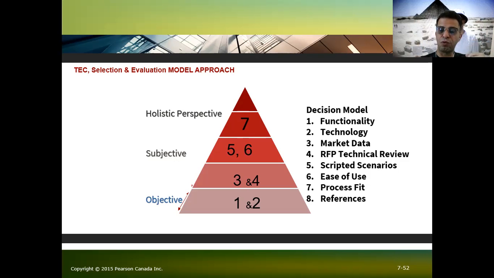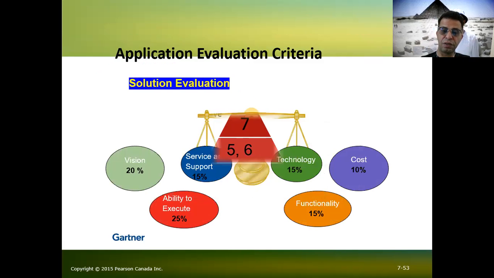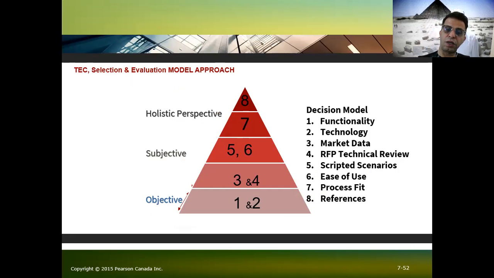And from the point of view of the people, easy to use or not easy to use depends on how people are using it. So you need to separate the objective from the subjective, and then eventually see if this process fits your organization or not. The last thing you look at is the references, instead of the first thing. That was the tech evaluation, selection and evaluation for any software or solution.